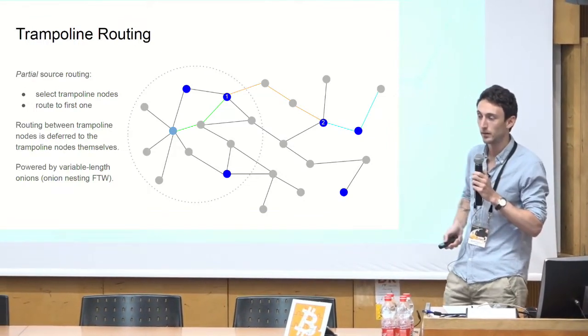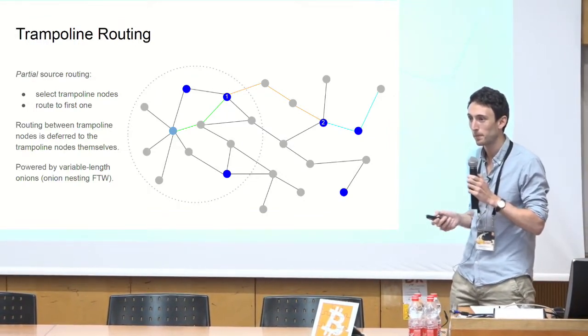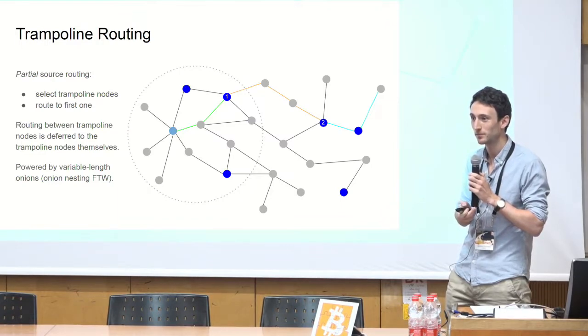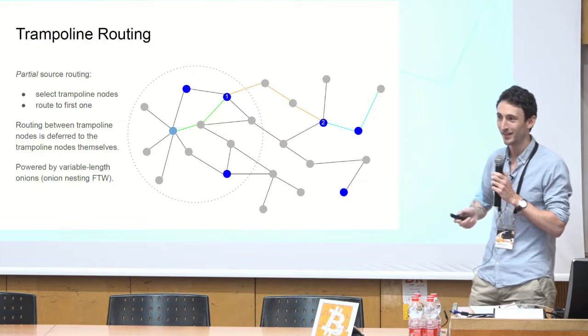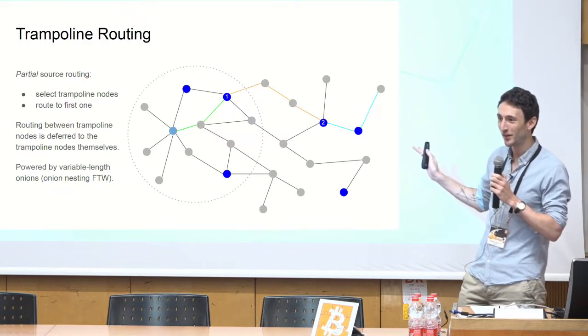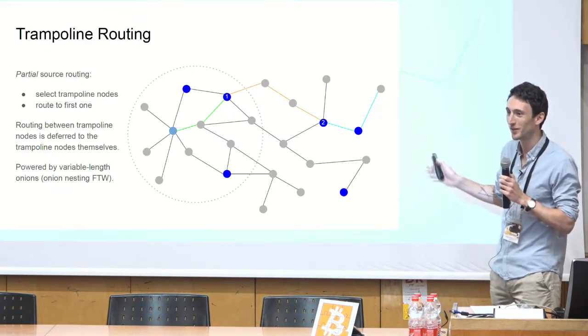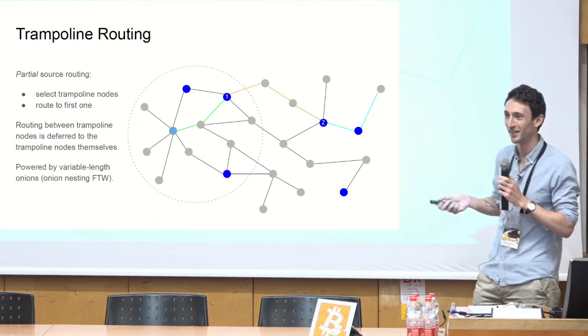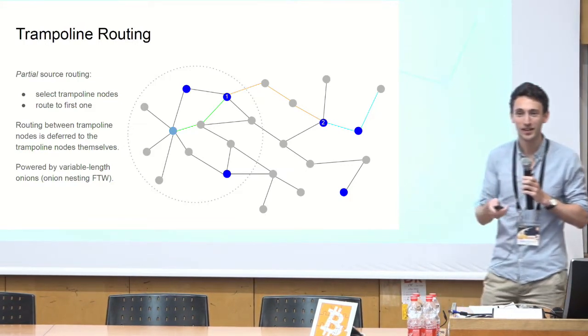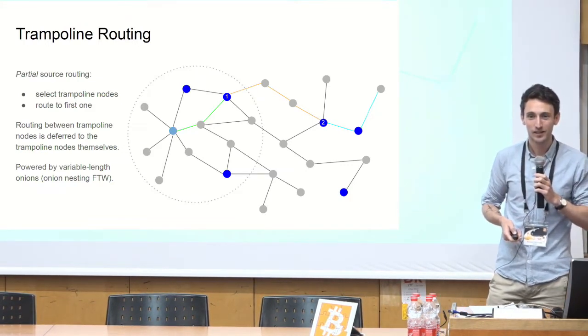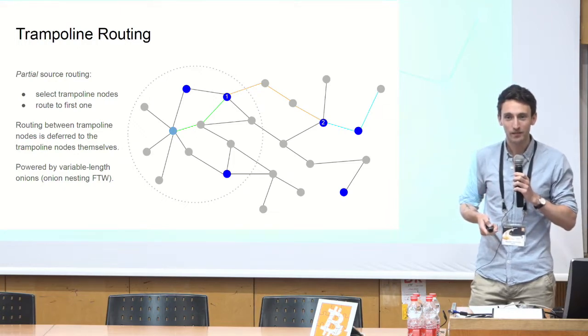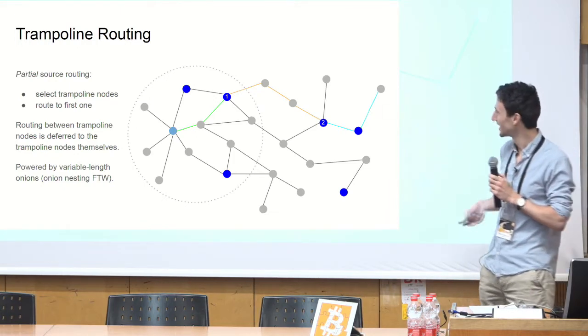Yeah? What is the incentive of the trampoline nodes to find the lowest fee? Because they can just, because they don't pay the fees, so. I'll get to fees. Yeah, they do. I'll get to fees in 2 slides and I'll start explaining that. Yeah? Will you get into how you choose to and how you maintain the list of the trampolines? Yeah. Okay. Yeah.